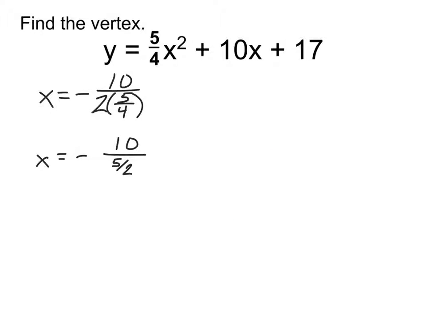All right, then at this point, we have to do the negative 10 divided by 5/2. And remember, in order to do 10 divided by 5/2, that means I write it as 10 over 1, and I multiply by the reciprocal, which gives me 20 over 5, and of course 20 over 5 equals, there's our x value.